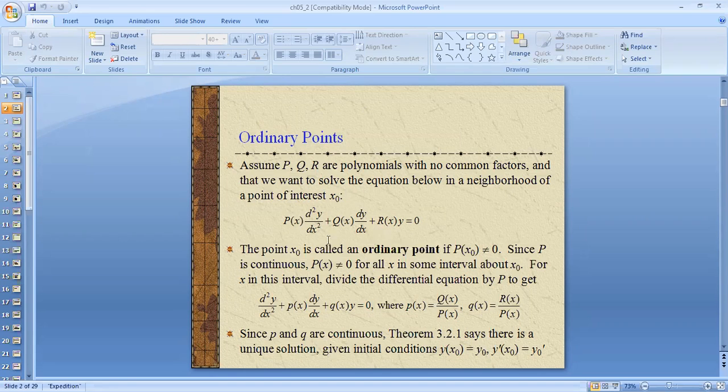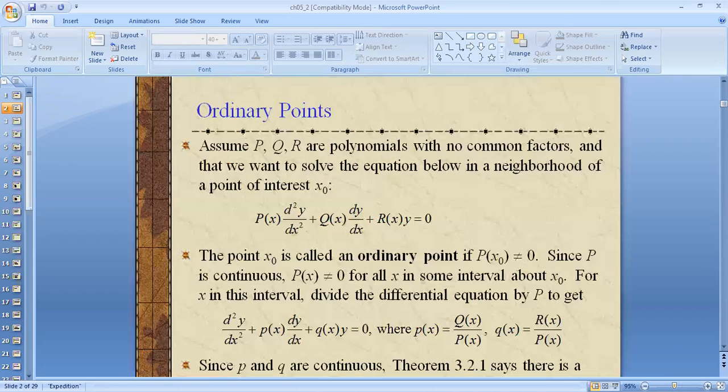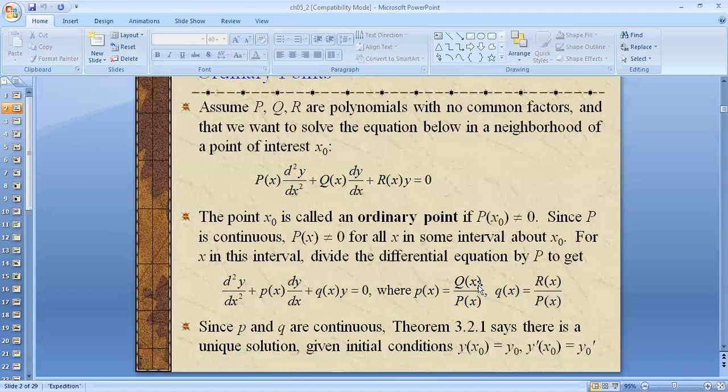Now this is the homogeneous differential equation. The point x naught is called an ordinary point where P of x naught must not equal 0. So we can divide the whole equation on both sides by P. After dividing, we get this because P of x naught is not equal to 0. So small p of x is equal to Q of x divided by P of x, and small q of x equals R of x divided by P of x.